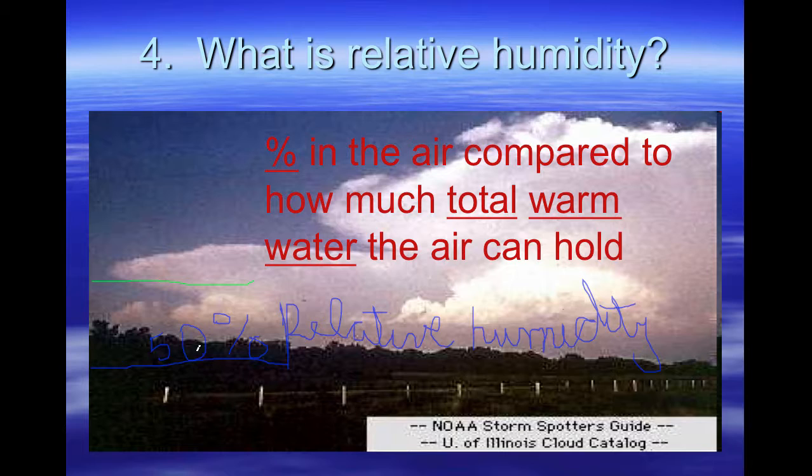Okay, so we have 50% relative humidity compared to how much the air can hold. Now, if you think of the entire atmosphere, we only have 25% absolute humidity. There's only 25% water in the entire atmosphere. But the relative humidity is compared to how much the air can hold, how much water do you have? And in this case, it's 50%.